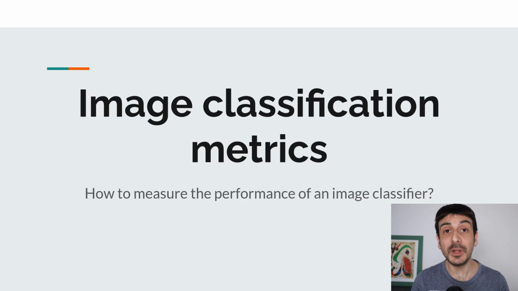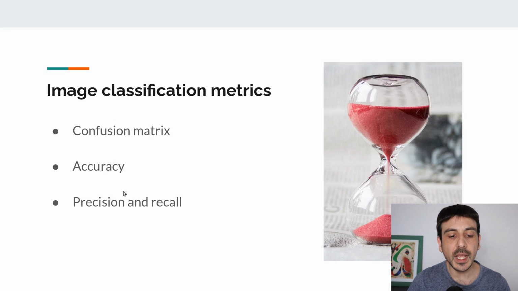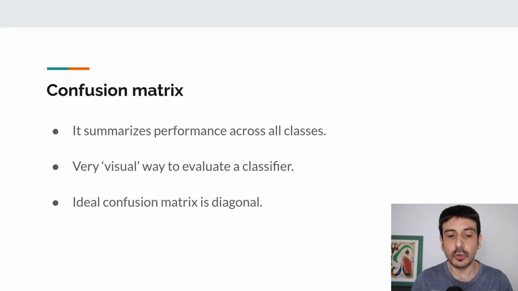Now let's talk about image classification metrics. Let's try to answer the question how to measure the performance of an image classifier. We will be discussing three different types of metrics: a confusion matrix, accuracy, and precision and recall. Precision and recall are two different types of metrics, but we will be addressing both of them at once. So let's start with the confusion matrix.